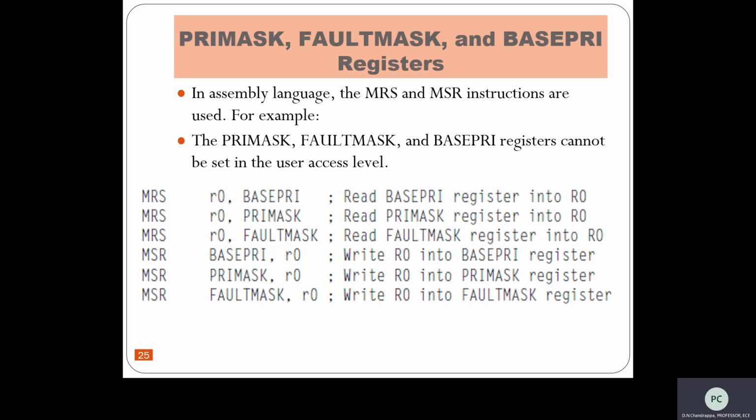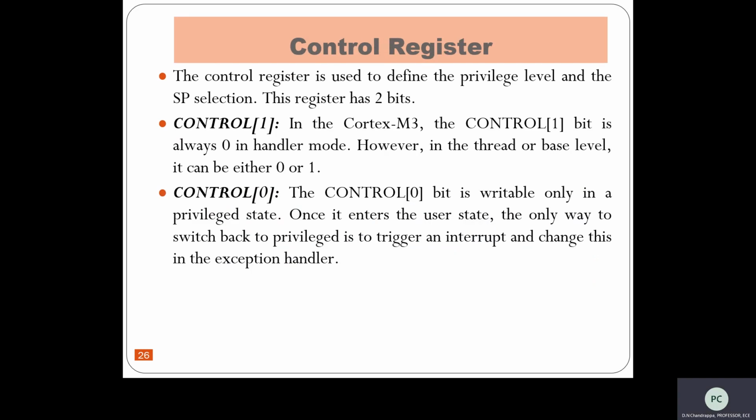But in the Cortex M3 processor, we have only two instructions available to read or write the special function registers. I can read the content from special registers, or I can write content to the special registers. We have only two instructions available, called the MRS and MSR instructions. Okay. Now I'll come to the last part of the special registers.